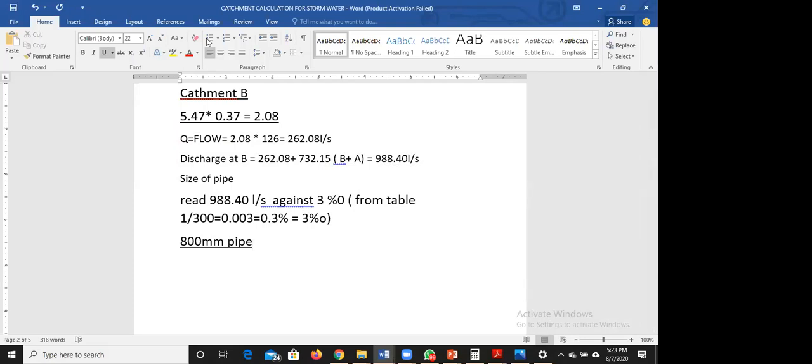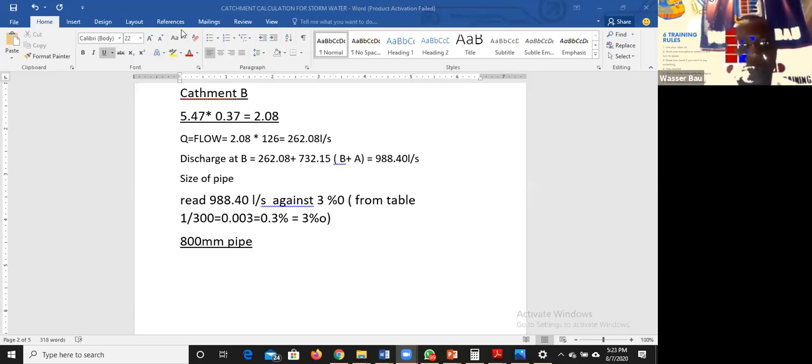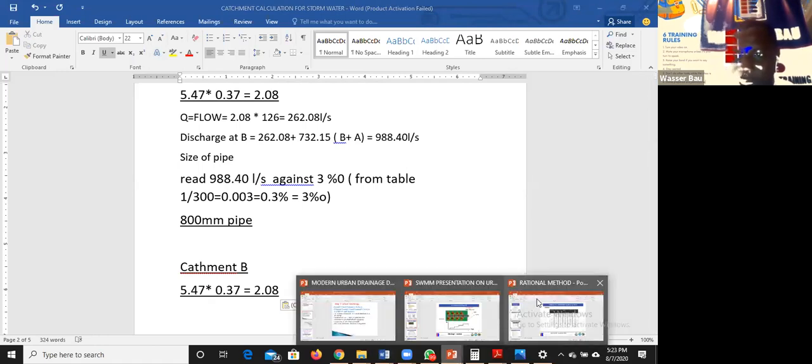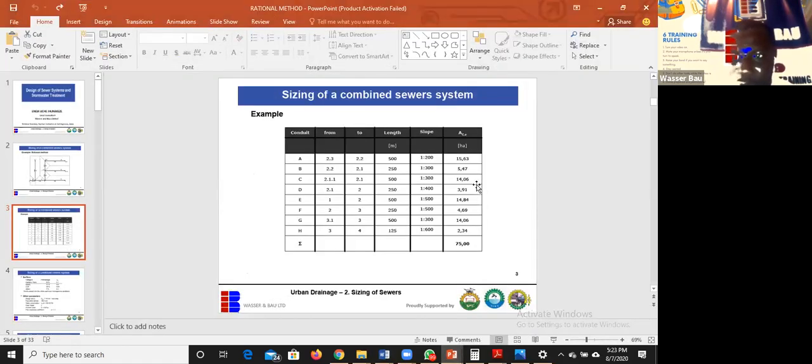So the next one we're going to do is catchment C. Catchment C is going to stand alone, just exactly what we did last time. What is the area of catchment C? Catchment C is 14.06.